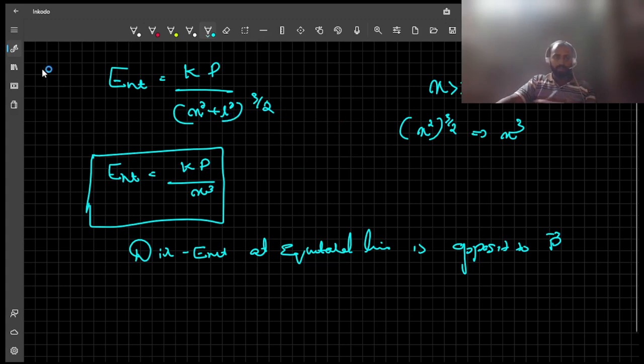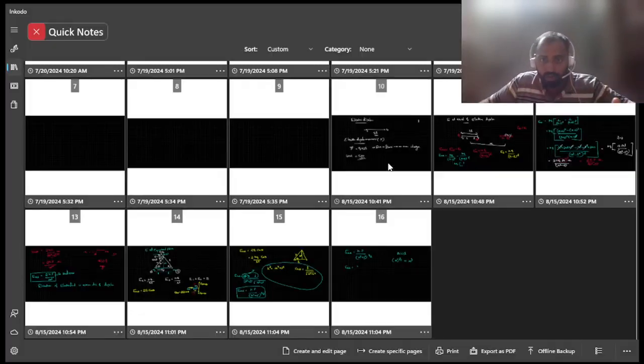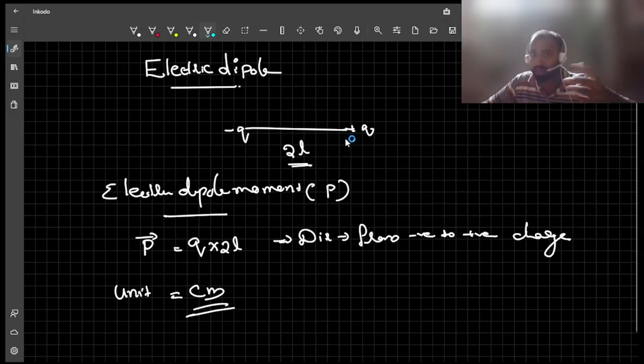Okay, I'm just concluding here. So today our aim was to talk about the electric dipole. The electric dipole is two equal and opposite charges which are separated by a small distance. Then we defined the electric dipole moment P. It is the product of any one of the charges into the separation between the charges.